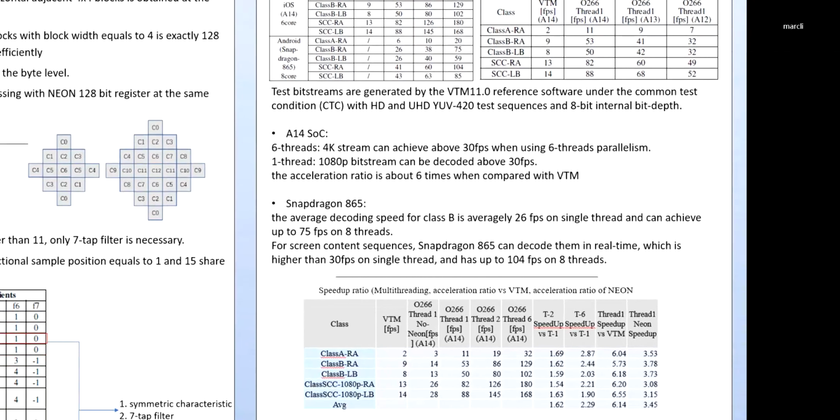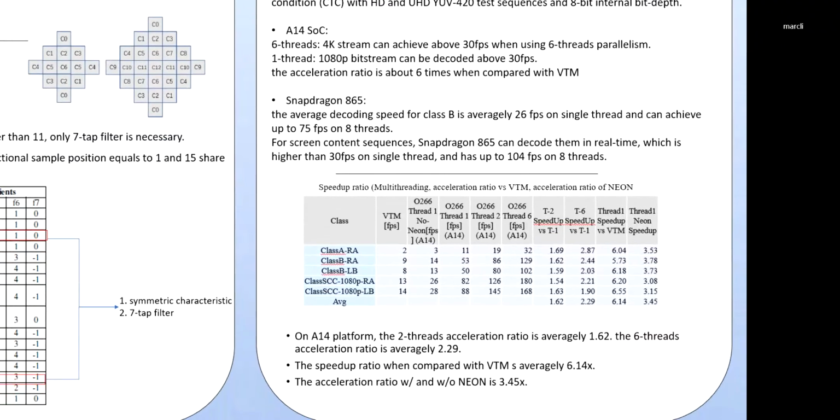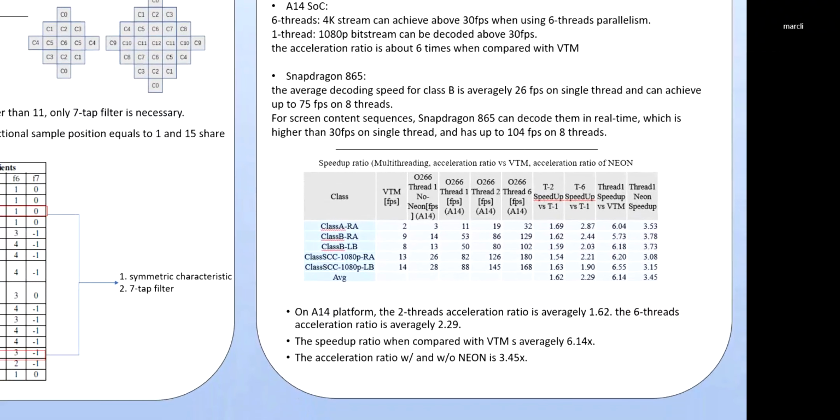For the Snapdragon 865 SoC, the average decoding speed for class B is about 26 FPS on a single thread and can reach about 75 FPS with multiple threads. From this table, we can see the acceleration ratio with and without Neon is about 3.45 times.